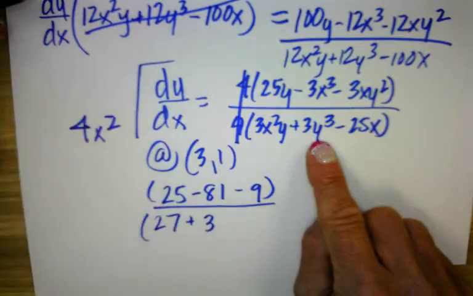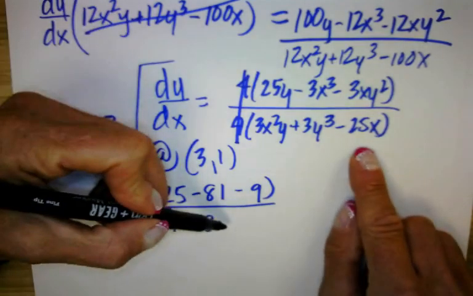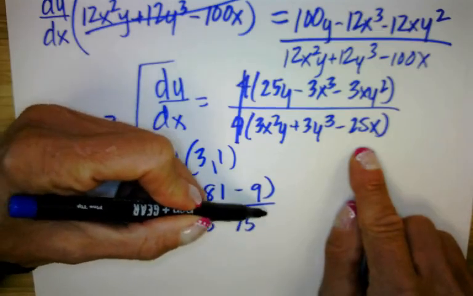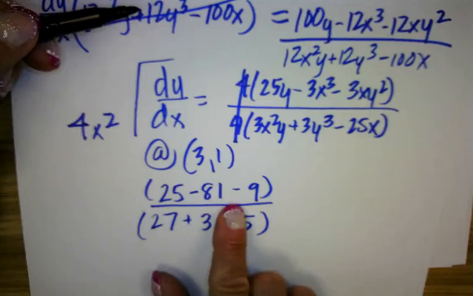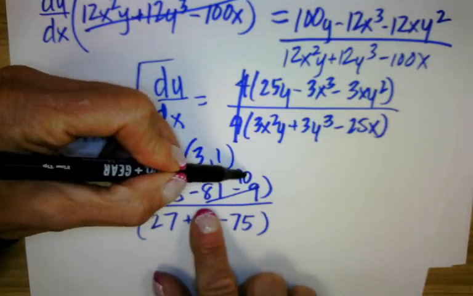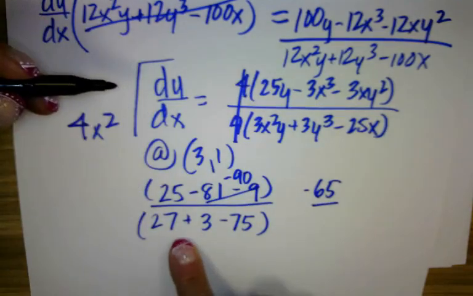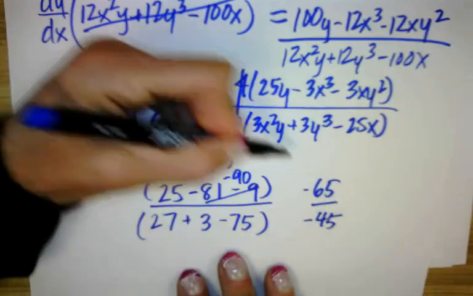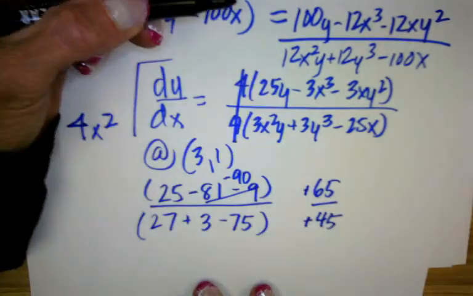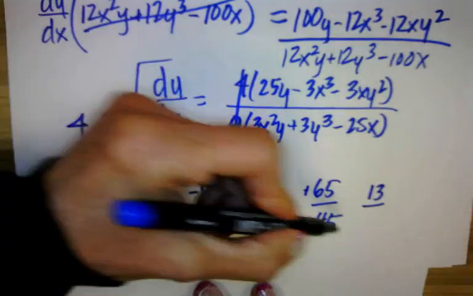We just work out the top. Negative 90 plus 25. So the slope of that original function at the ordered pair (3, 1) is 13/9.